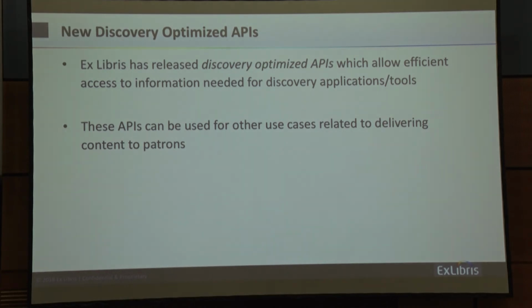Okay, so what are these APIs that I keep talking about? So we have released these discovery APIs over the past couple of months that give you efficient access to all the information you need to build out your discovery tool or application. And as I mentioned, these APIs can be used for other use cases as well. Anything related to delivering content to your patrons, you can use these APIs to do that. So what are these APIs?